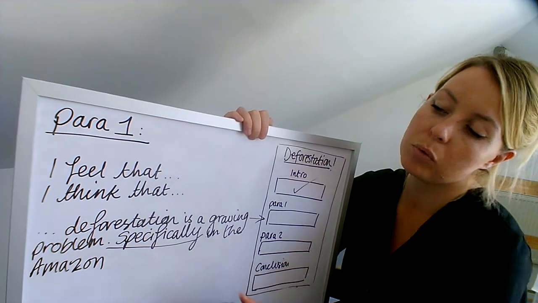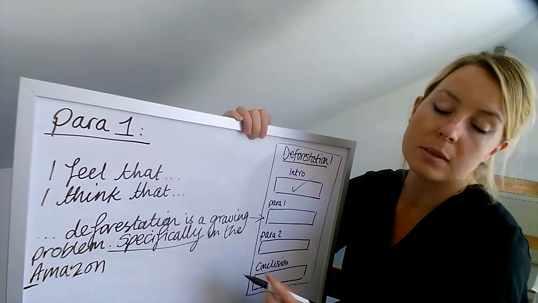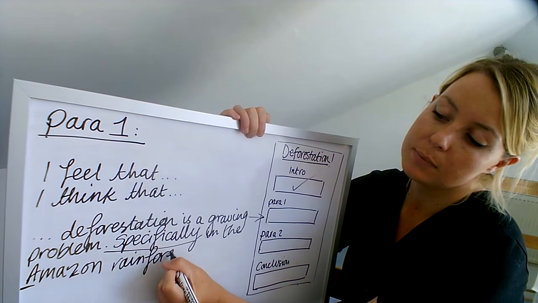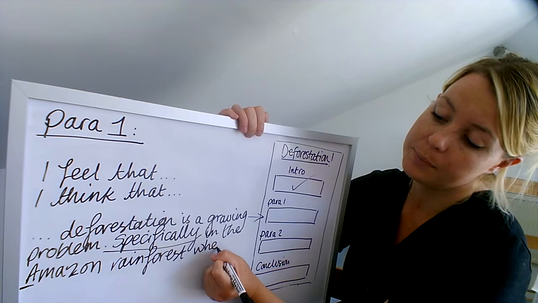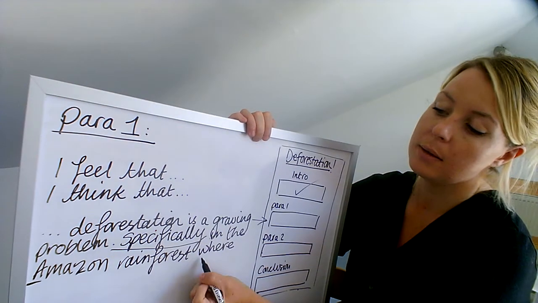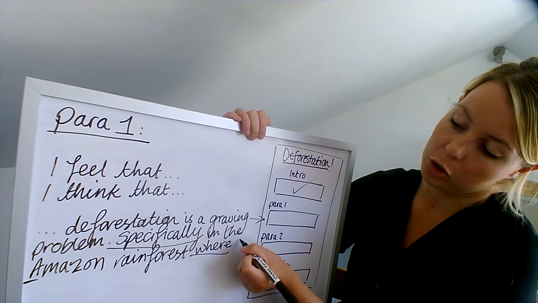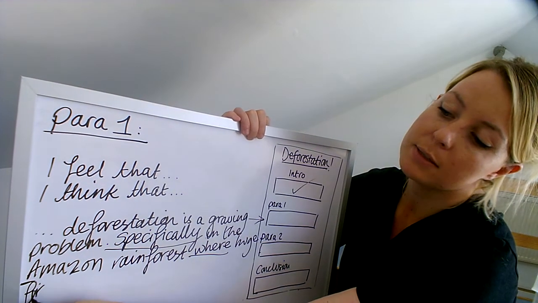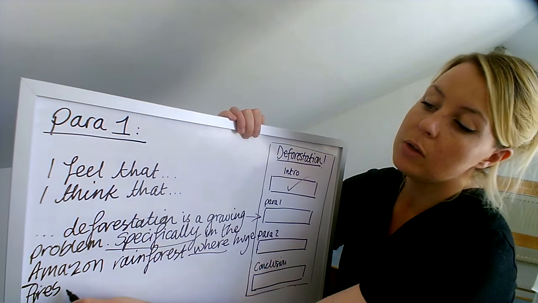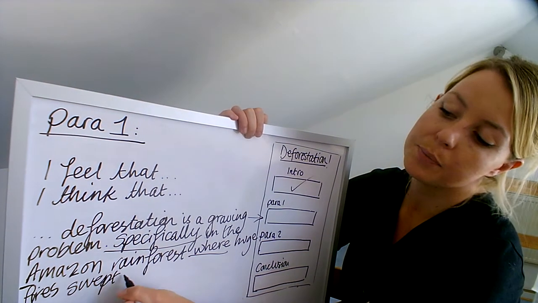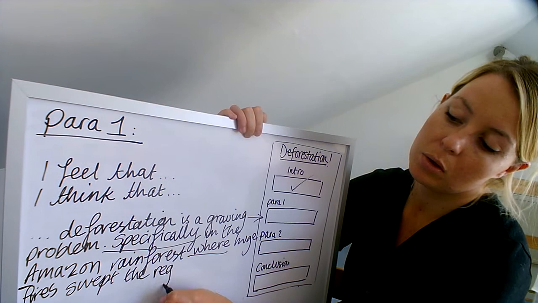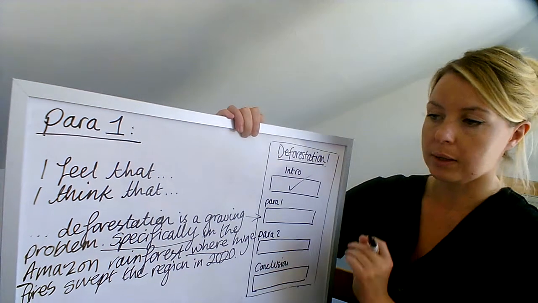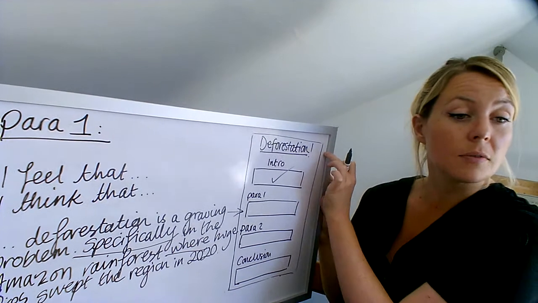Now, Amazon is a proper noun, it's a place name, so I'm going to do a capital there. Amazon rainforest, where, so I'm going to have a relative clause here, where huge fires, sorry my handwriting's got a bit sloppy there, huge fires swept the region in, let's put 2020. Okay, so that's a pretty good start for your paragraph one.